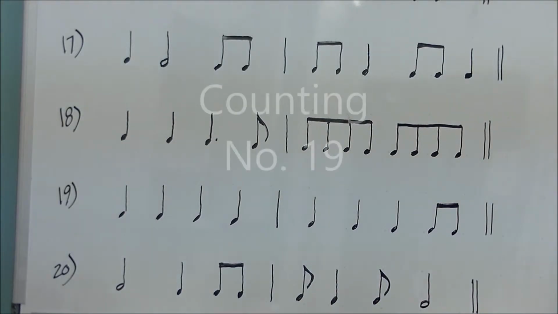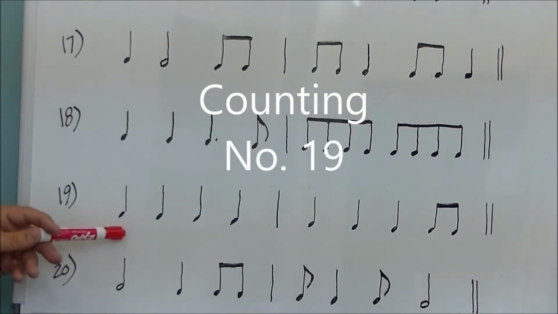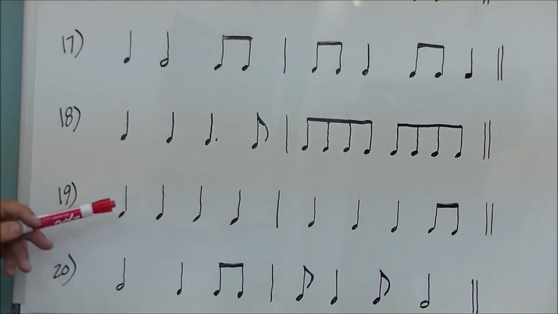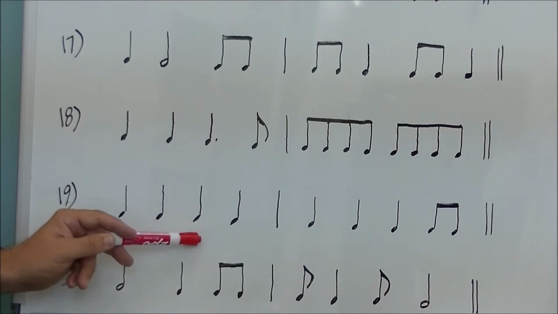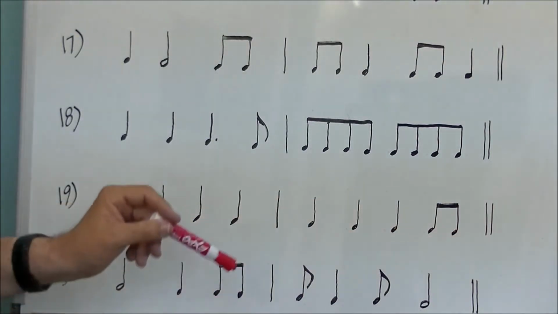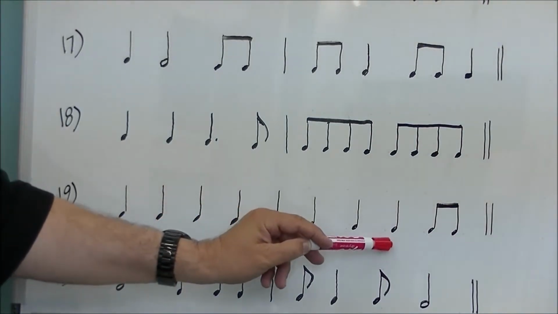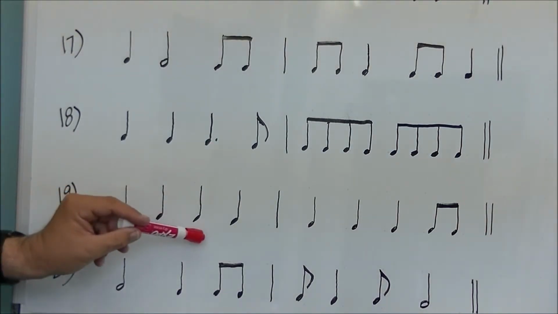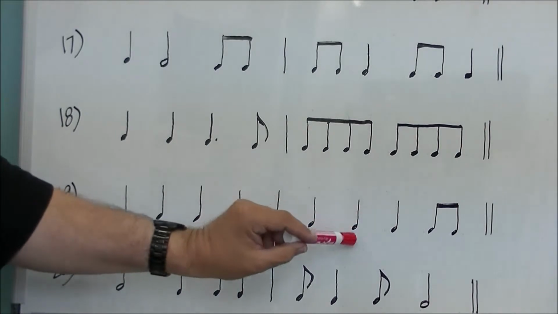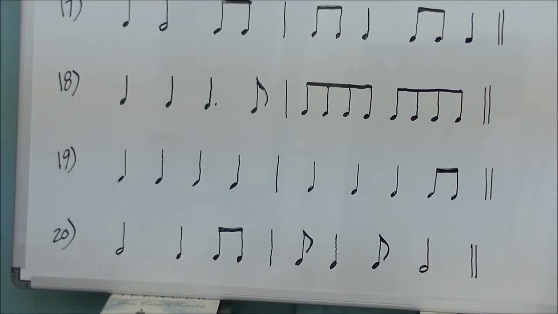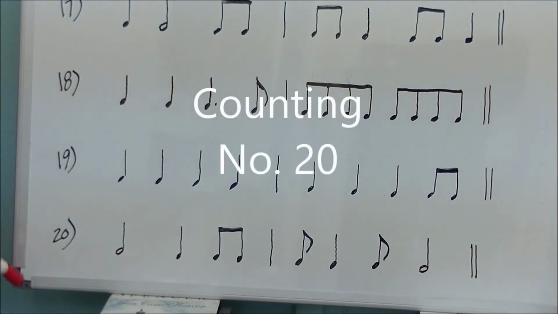And now let's do number 19. Again, a very easy measure because we have quarter notes on every count. 1, 2, 3, 4. Then it's the same thing here except the 4th count is divided. 1, 2, 3, 4, and. So now let me count off number 19. 1, 2, 3, 4. 1, 2, 3, 4, and. And now let's do number 20.